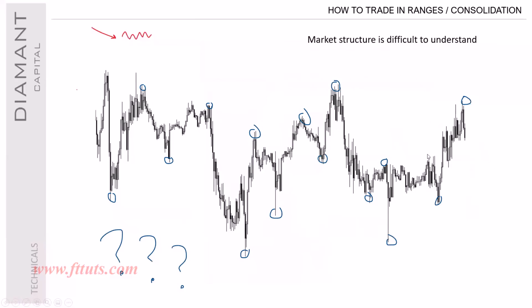So let's take an example in the live markets. So market structure right here, as you can see, is quite difficult to understand. It's just presenting question marks everywhere. So we've got this low, then we've got the lower high, then we've got a higher low, then a lower high again, and then we get the lower low.